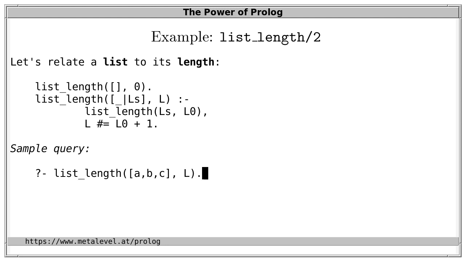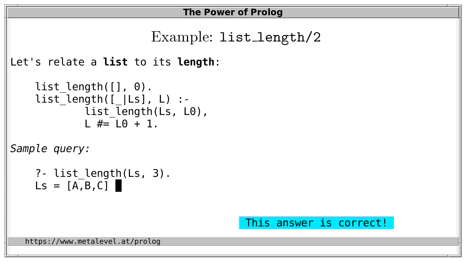And as another example, let's ask in the other direction, namely, suppose only the length is known. So we ask, are there any lists of length 3? And yes, of course, there is a list of length 3. In fact, there are infinitely many lists of length 3, and this answer compactly describes all lists of length 3, because each of these variables, A, B, and C, can be instantiated to any term. So this answer is correct.